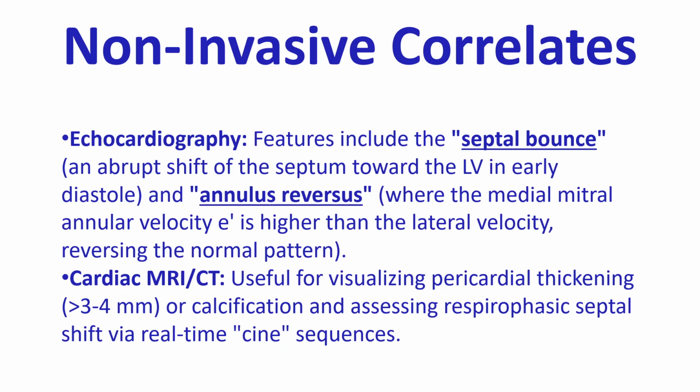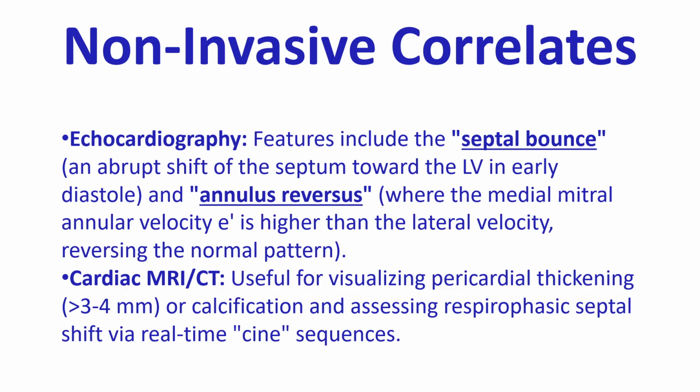Modern imaging translates these hemodynamics into visual markers. On echocardiography, features include the septal bounce, an early abrupt shift of the septum towards the LV in early diastole, and annulus reversus, where the medial mitral annular velocity E' is higher than the lateral velocity, reversing the normal pattern. That is because the lateral annulus is tethered by the thickened pericardium.